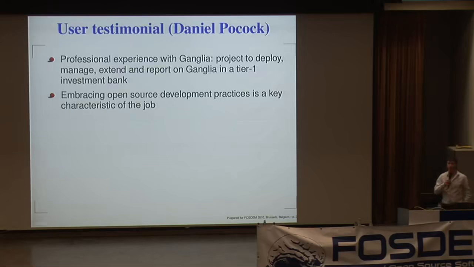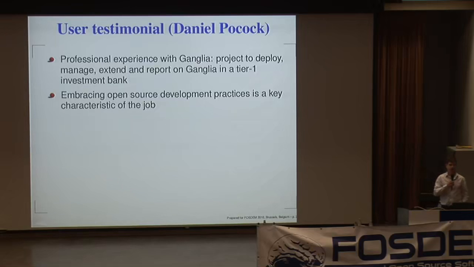Okay, my name's Daniel Pocock. I'm working at a large bank in London. I've been deploying Ganglia, and I've also been involved with the Ganglia open source project for virtually the whole time I've been working on this project for my employer. I'm currently working as the release manager in the project as well, and I've been doing that for about 18 months.